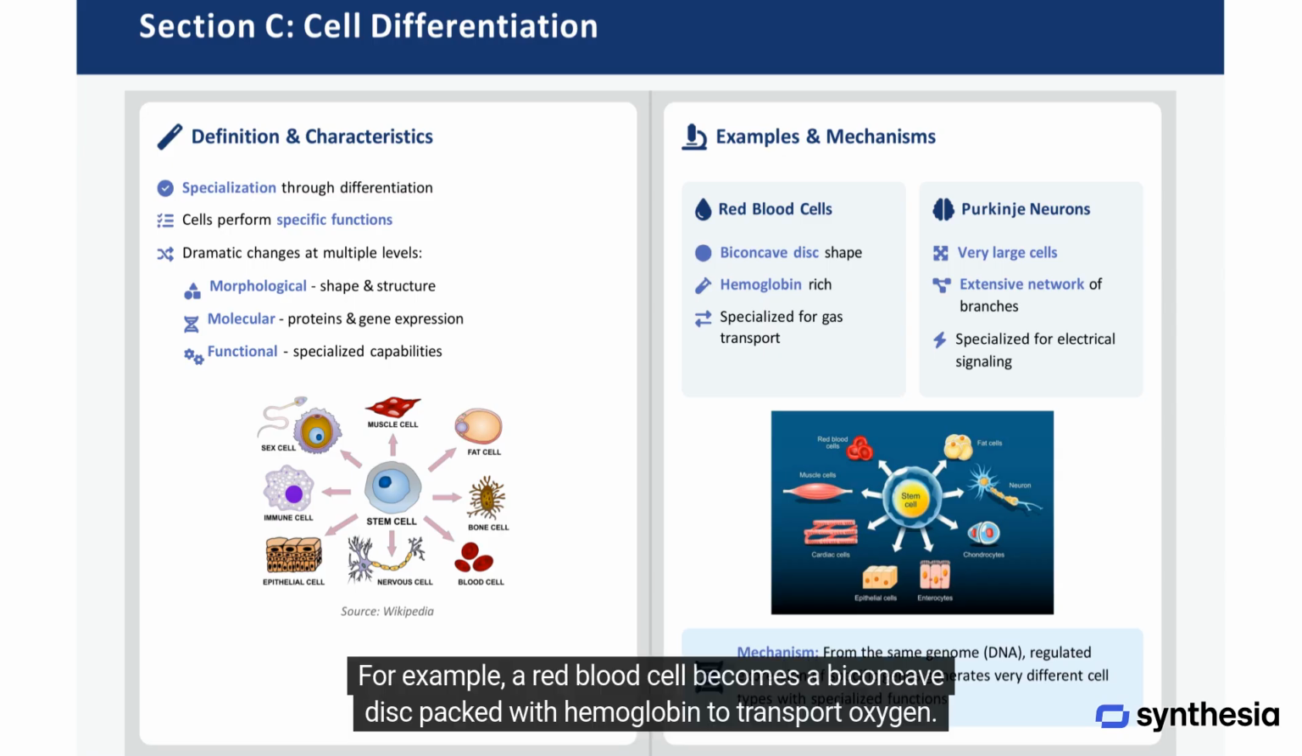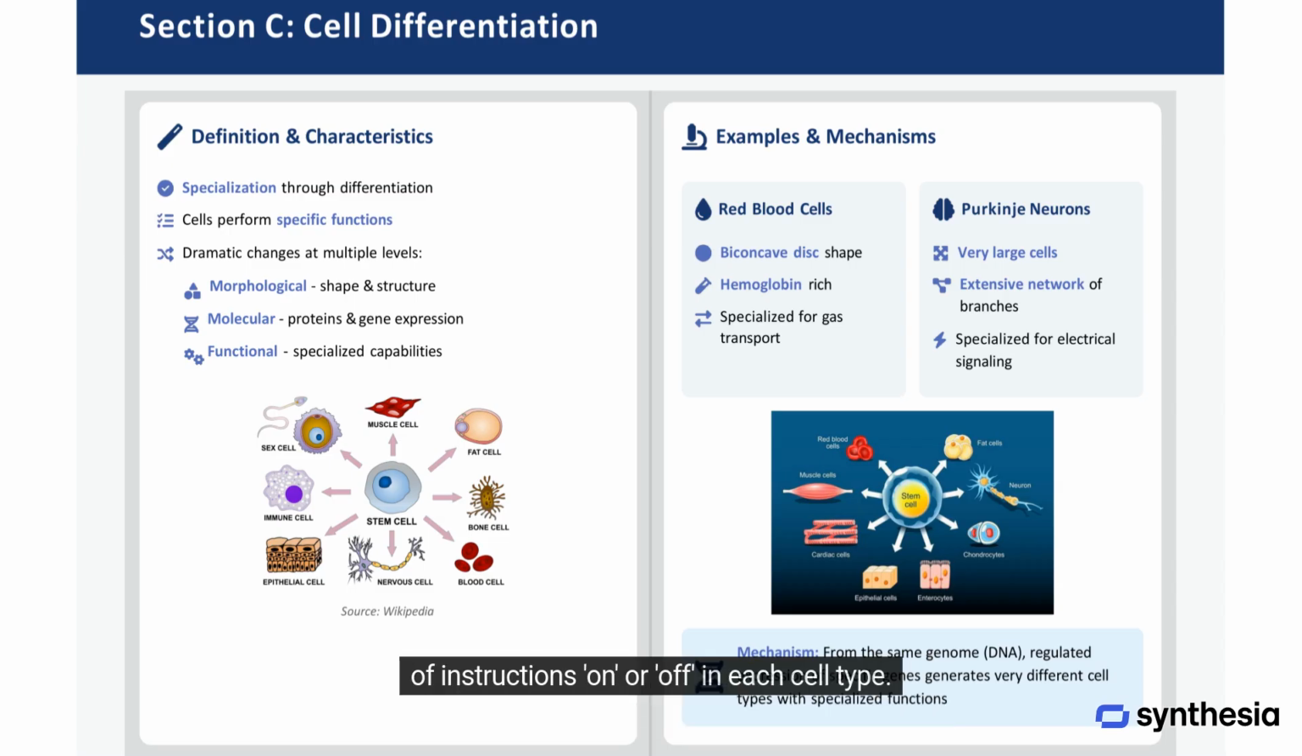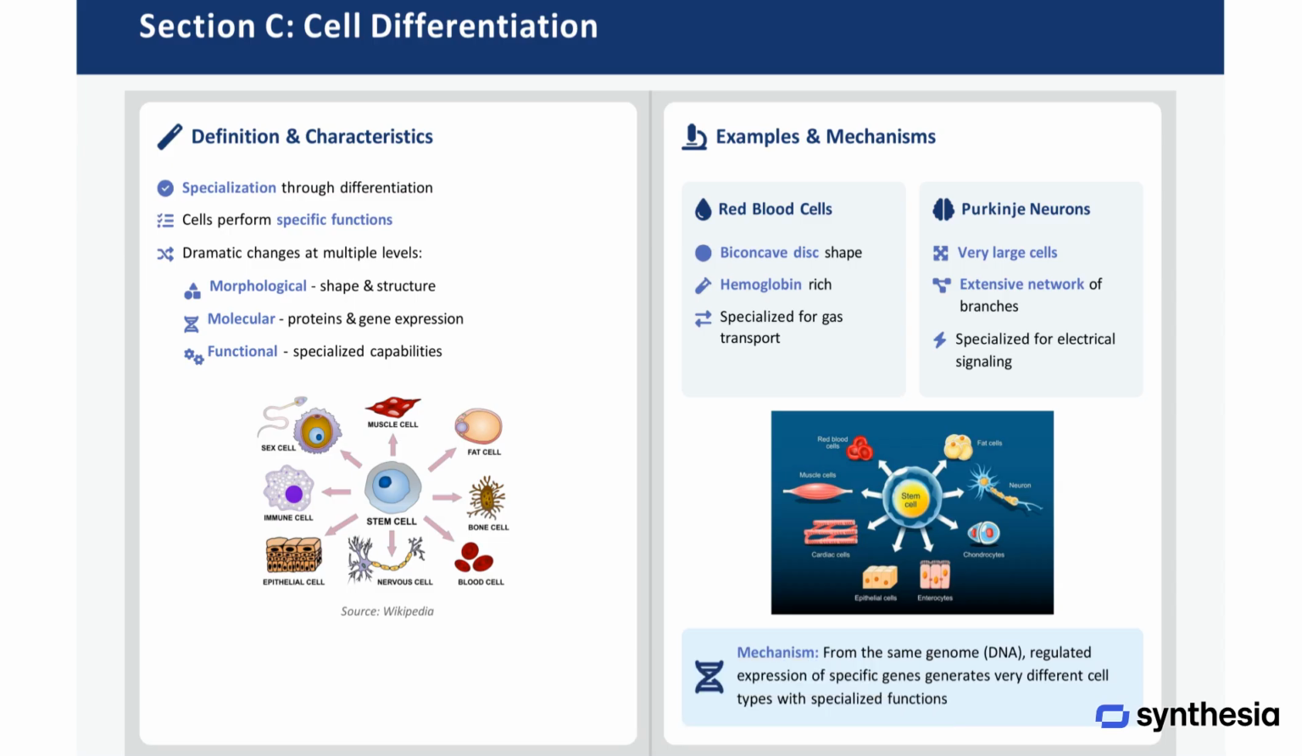For example, a red blood cell becomes a biconcave disc packed with hemoglobin to transport oxygen. A Purkinje neuron develops an extensive network of branches for complex electrical signaling. This diversity is achieved through the regulated expression of specific genes, turning different sets of instructions on or off in each cell type.